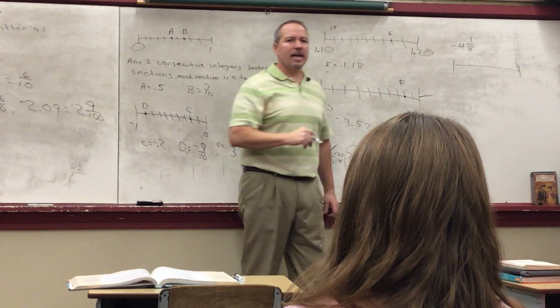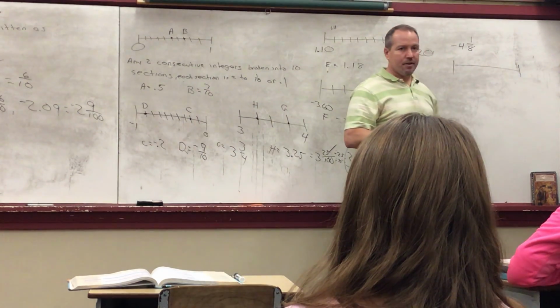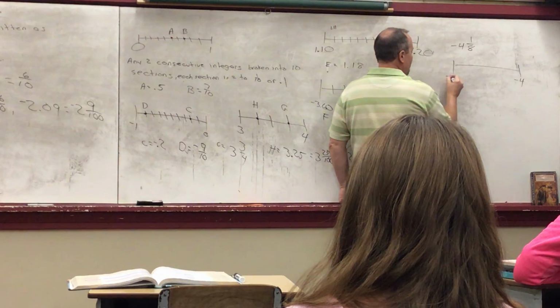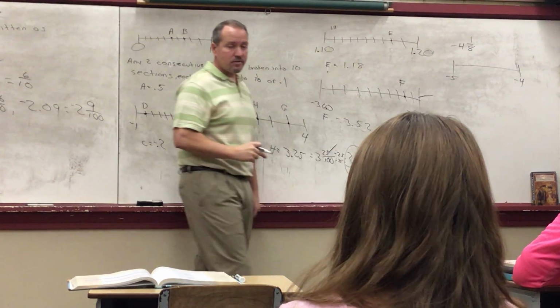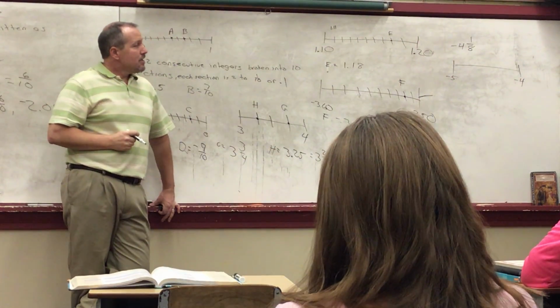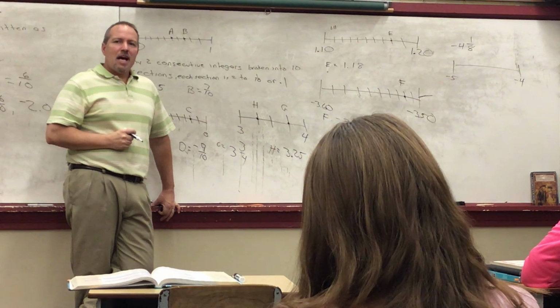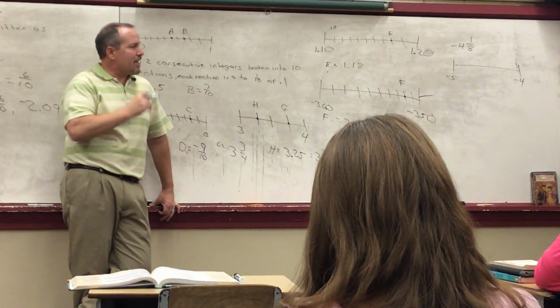Where is -4 located? A or B? B. It is located here. And here is where -5 would be located. Now, if we want to place negative 4 and 1/8 on that number line, how many sections do we need to change? Do we need to break that space into?